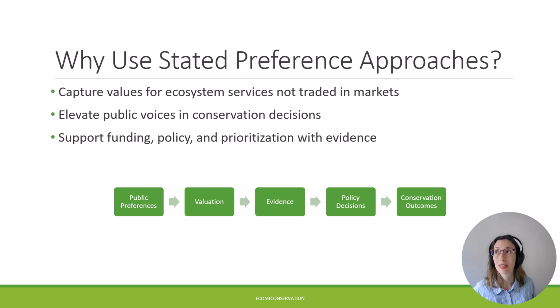Second one, inclusivity. By asking people directly what they care about and what they support, we bring public values into conservation decisions, whether for funding, planning, or prioritization actions. And the last one is policy relevance. They provide structured, evidence-based input for policy design, cost-benefit analysis, or negotiations. In other words, they help translate care for nature into actionable insights.